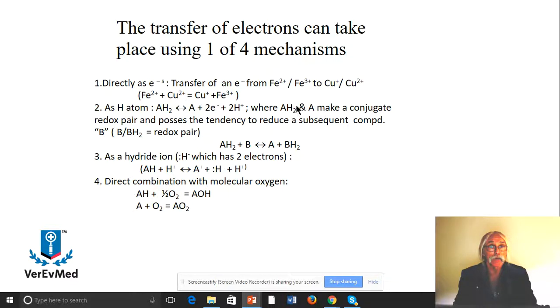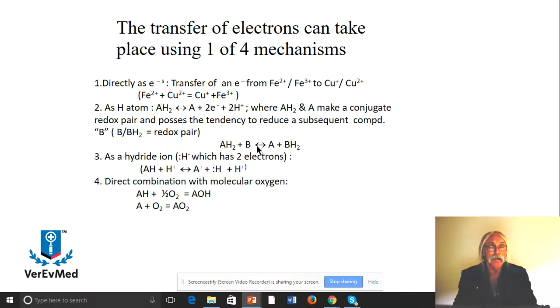And that AH2, of course, is going to be in the A. That's going to be your redox couple or redox pair, right? And they're going to possess a tendency to reduce this subsequent compound in the chain, right? Just like we saw going from NADH oxidoreductase to the ubiquinone pool, the cytochrome C, etc. So that's what we're talking about here.